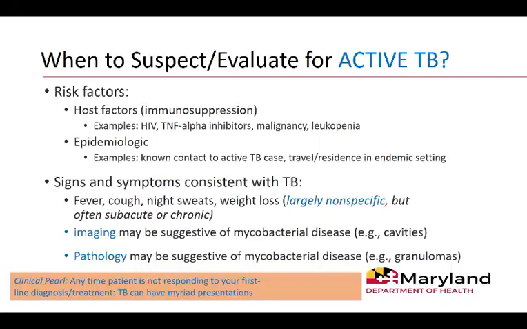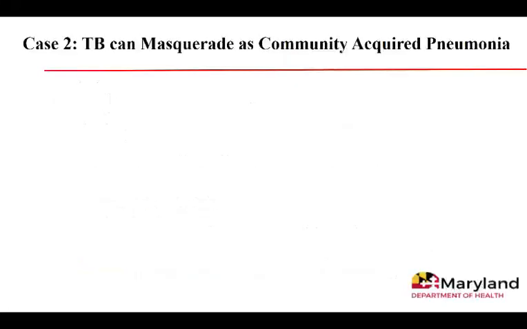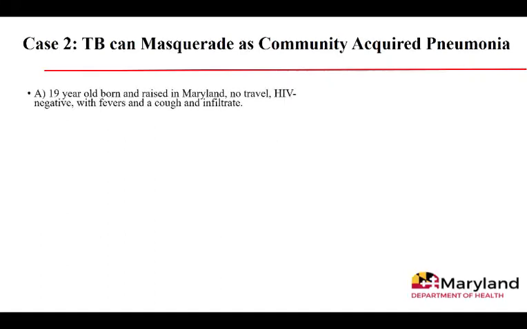More broadly speaking, a good clinical pearl or rule of thumb is to consider Mycobacterium tuberculosis in your differential diagnosis whenever a person is not responding to first-line diagnosis and treatment for a variety of ailments. This is because TB can masquerade as many different entities. Here I share a case in which TB was masquerading as community-acquired pneumonia. The patient was 19 years old, born and raised in Maryland, was HIV negative, and had a fever, cough, and an infiltrate.